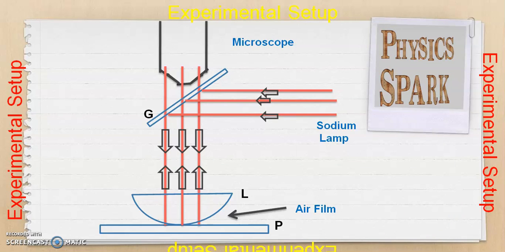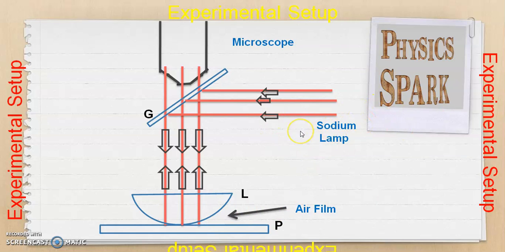Now this is the experimental setup of Newton's rings. Here L is a plano-convex lens of large radius of curvature, and this lens with its convex surface is placed on a plain glass plate P. This is the plain glass plate P. The lens makes contact with the plate at this point, this is the point where the glass makes contact with the plate. Light from an extended monochromatic source.